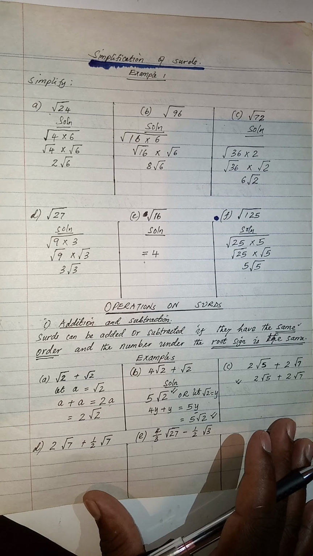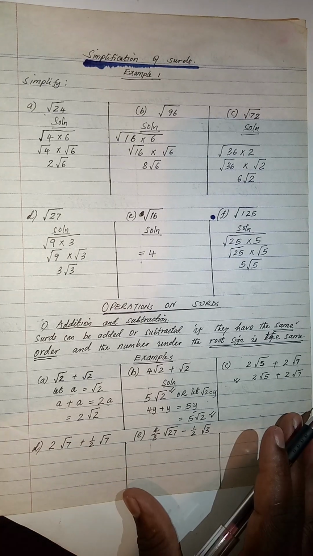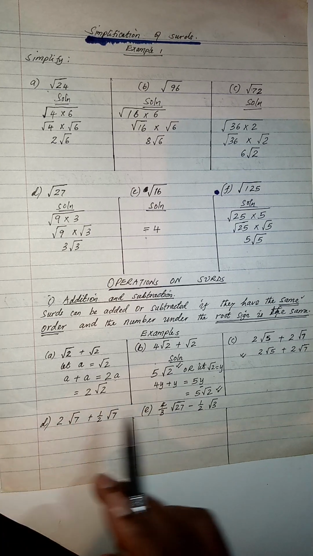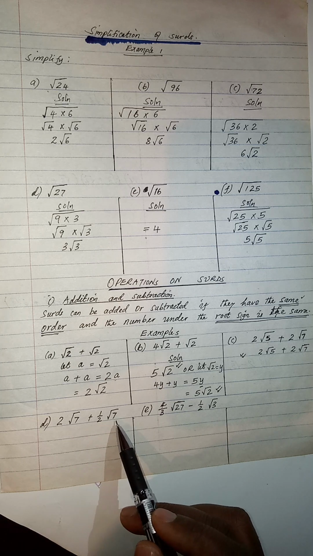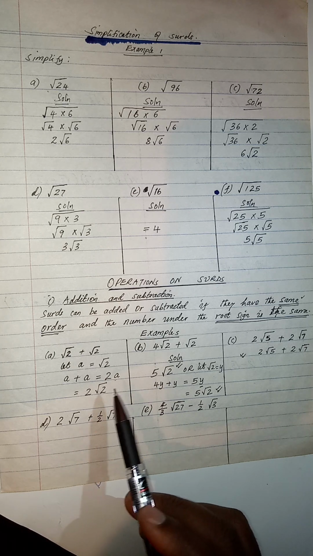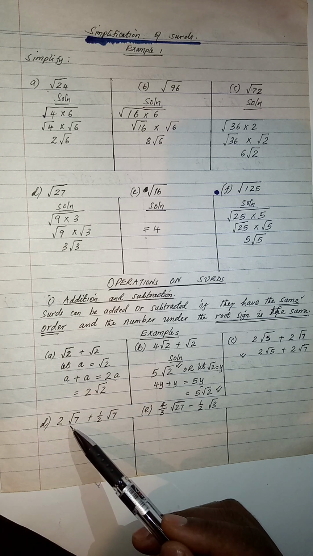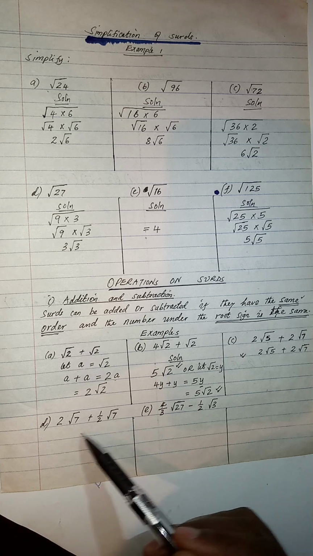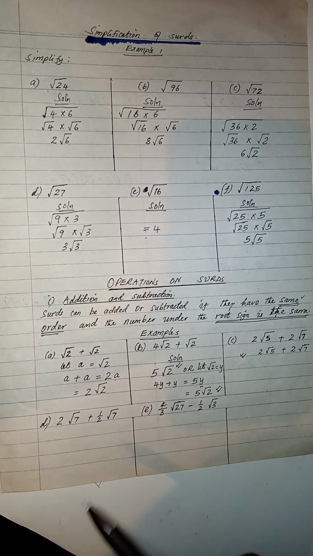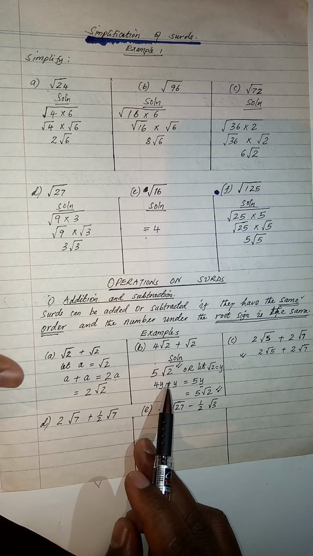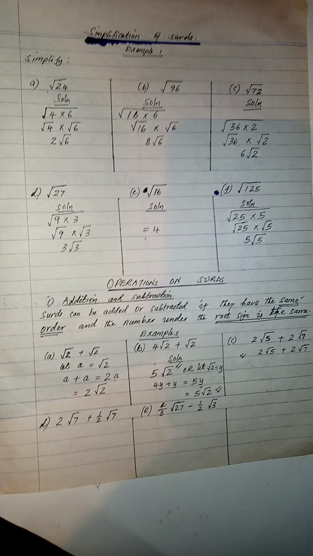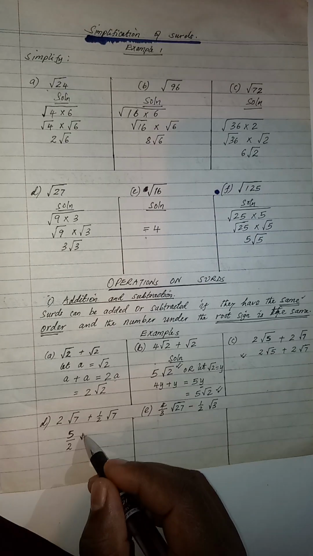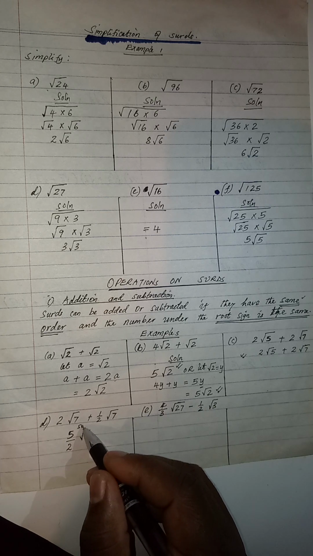Then part D, we have 2 root 7 plus a half root 7. So we check whether they have the same order. The order here, it is under the square root sign, so the order is 2, and the number under the root sign is 7, 7. So we can add the two surds. So it is 2 plus a half, that will simply give us 5 over 2, and we pick root 7. So that is our solution.